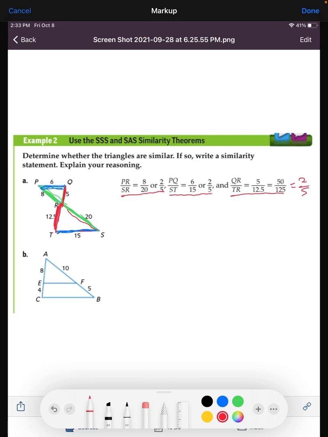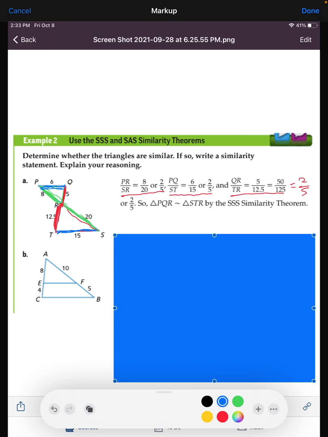So when we write our similarity statement, we want to make sure we say it in the right order. So PQR is similar to STR by side-side-side similarity theorem.